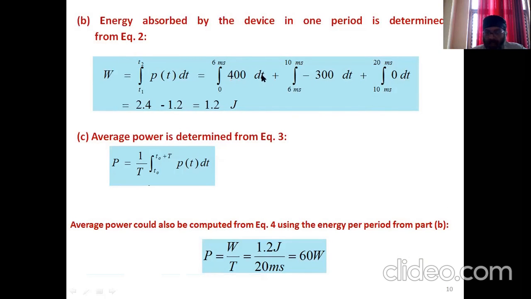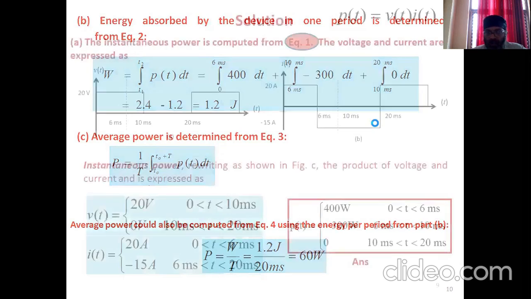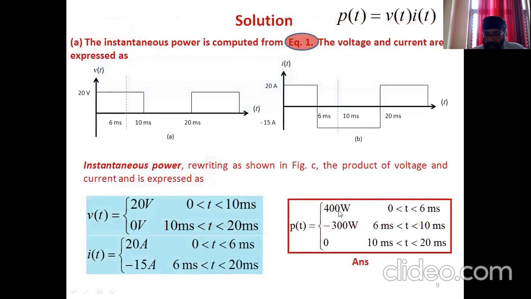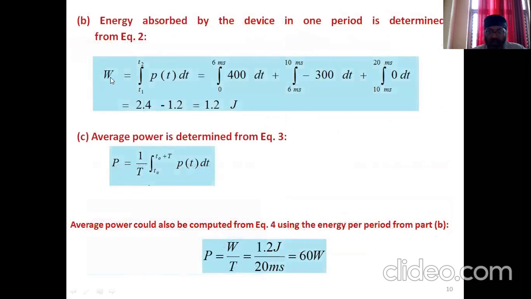So power multiplied by time is energy. It comes out to be 6 milliseconds multiplied by 400, which is 2.4 joules. And 10 minus 6 is 4 milliseconds multiplied by 300 is 1.2 joules, that is 1200 millijoules. So the total energy comes out to be 1.2 joules. So this is the instantaneous power, every millisecond it is changing, and this is energy.